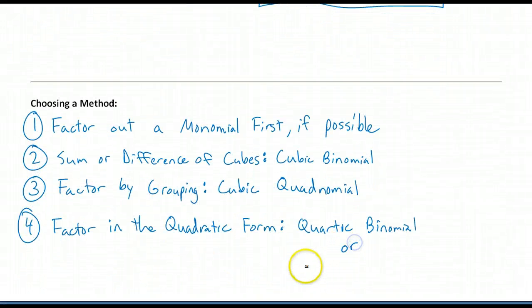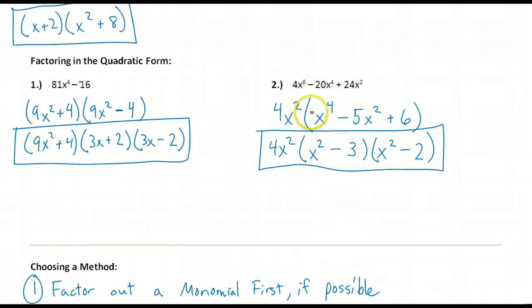Or we could have a quartic trinomial. In this example, after we factored out our monomial, we had a quartic, the highest power of x was 4, and we had 1, 2, 3 terms, so we had a quartic trinomial. And we could factor that quartic trinomial just like we factored earlier.